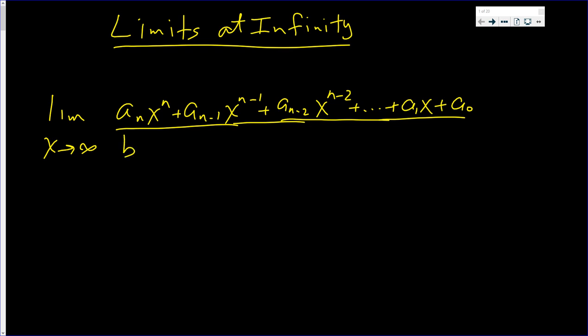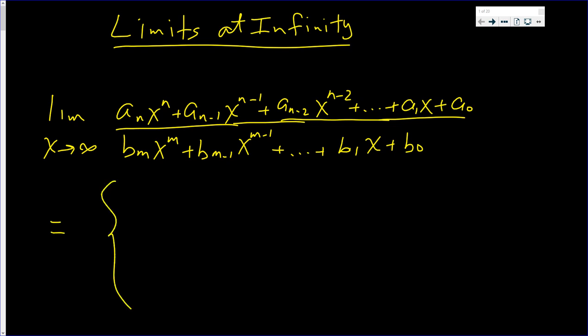all divided by, say, b_m x to the m plus a constant times a lower power, all the way down to a constant times x plus a constant. Now, this is what it's going to equal. It's going to depend upon the degree of the numerator and denominator. It's going to be outright 0 anytime m is bigger than n.